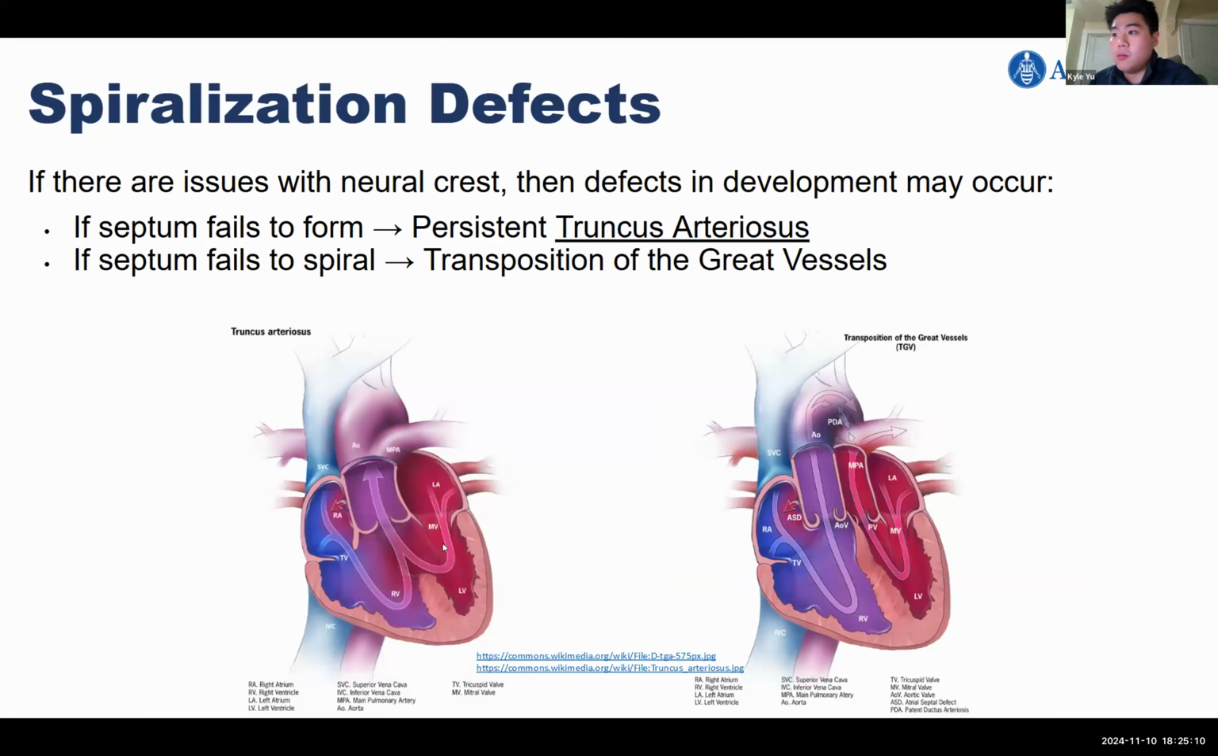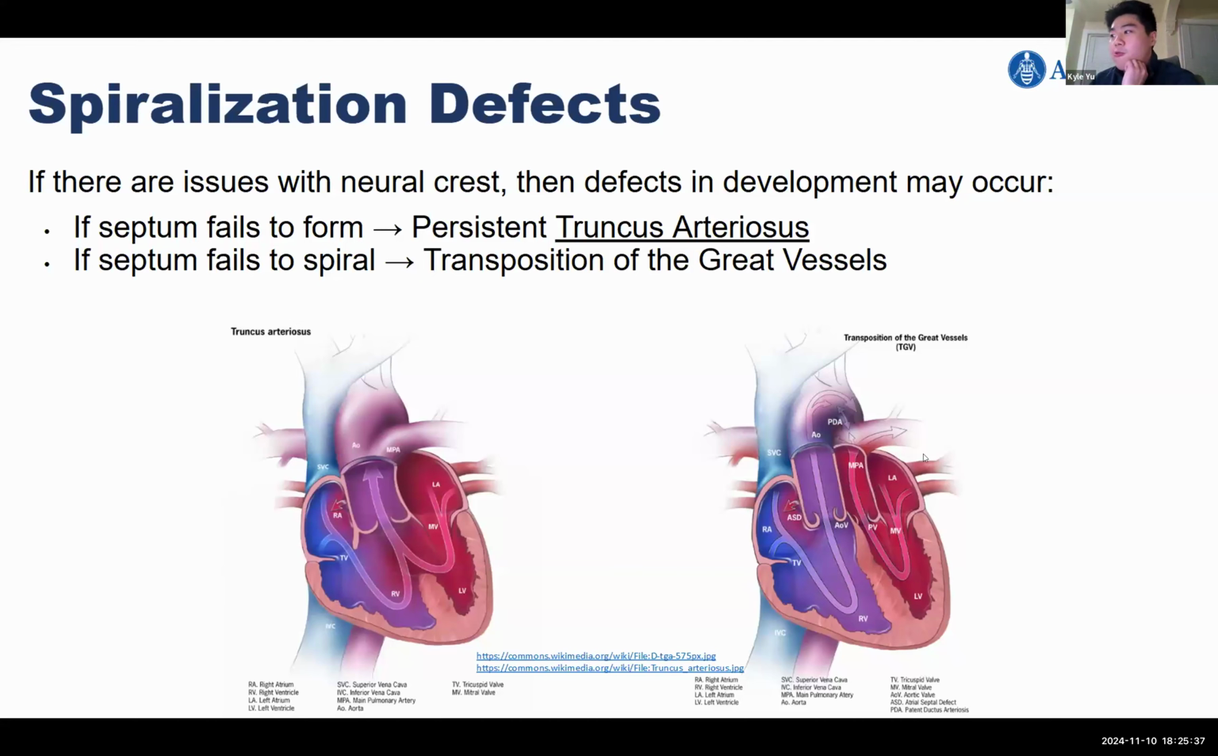So you have all the blood here, and then they mix as they go out, and you basically get mixed, deoxygenated blood into the aorta and the pulmonary arteries. And then if the septum fails to spiral, you have what's called transposition of the great vessels. That's basically where the aorta is connected to the right ventricle, and the pulmonary artery is connected to the left ventricle. And so basically what this causes is two circles in a loop.